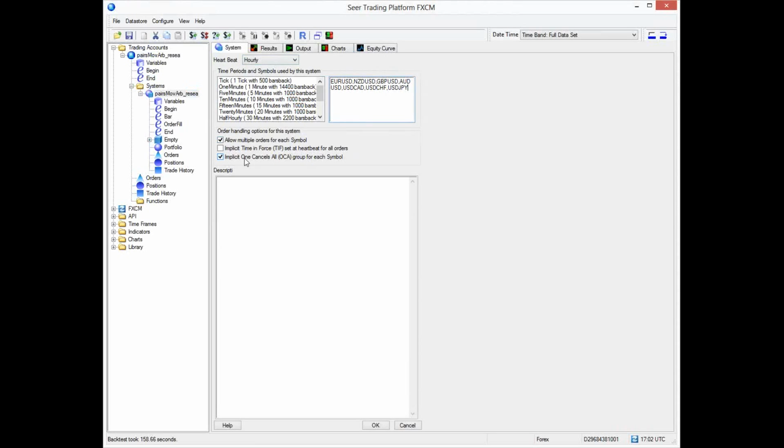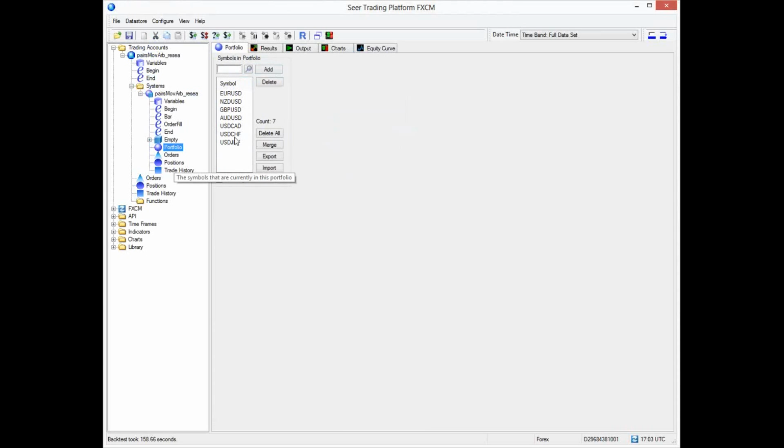The second thing is I'm going to tick this section called Implicit One Cancels All, OCA groups for symbols. This tells Seer that when I enter the market and create a stop loss or a take profit position, and any one of those gets triggered, it cancels all the other pending orders associated with the triggered order. That's important for this pairs trading strategy as well. I'll get back to these topics a little later when we look at the code.